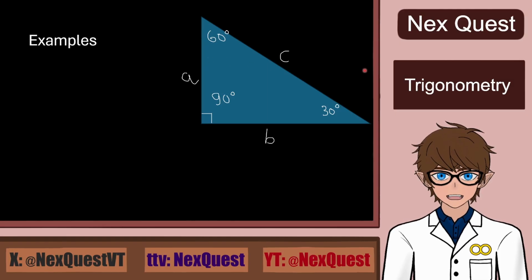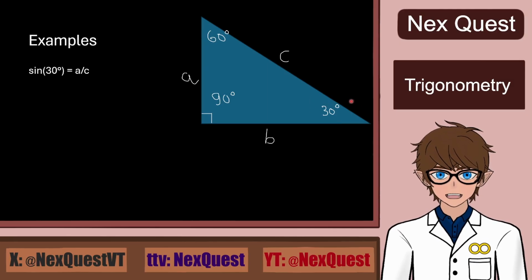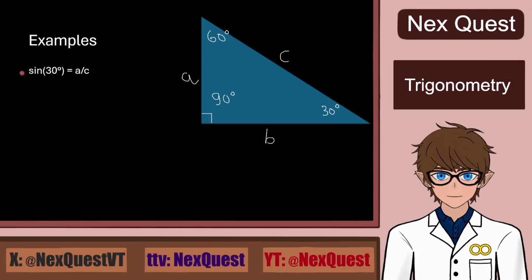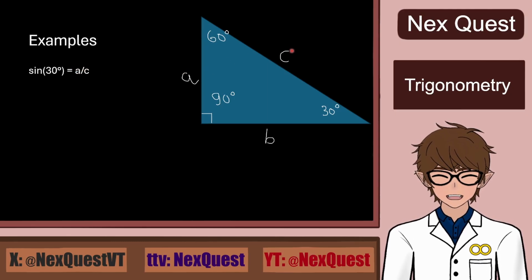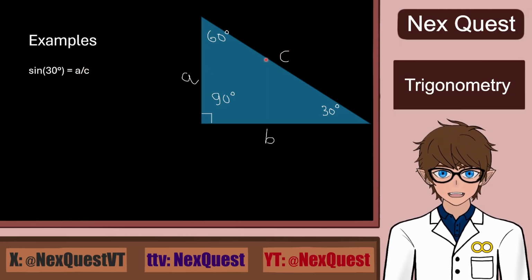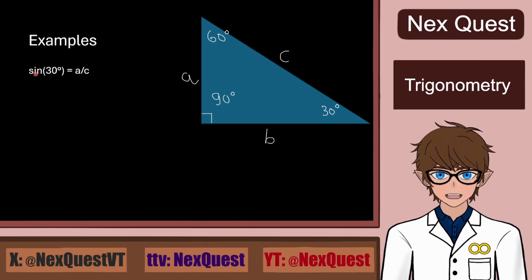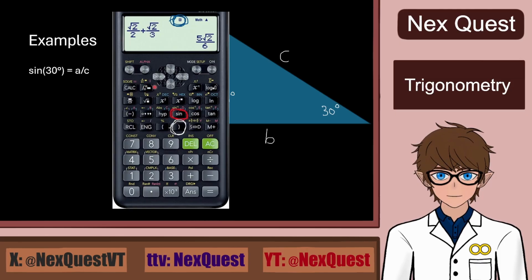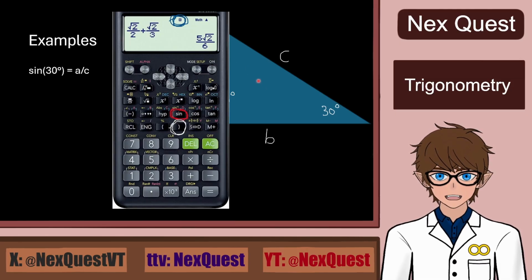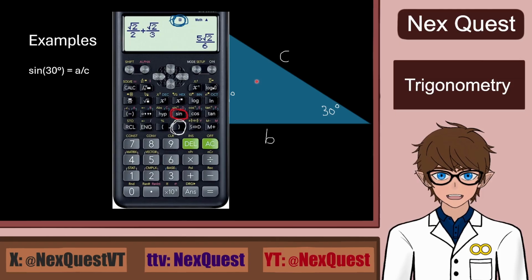I also marked the sides with A, B, and C so we can keep the same symbols in all the solutions. First we have, let's analyze this angle, 30 degrees. I will write out sine of 30 degrees is A over C, so the opposite over hypotenuse, so SOH. Now to know what sine of 30 degrees is, we pull out our calculators. On some, you may have to press the sin button first and then insert the number. On others, you put the number first and then use the sin button.